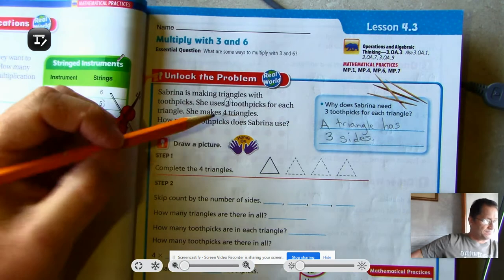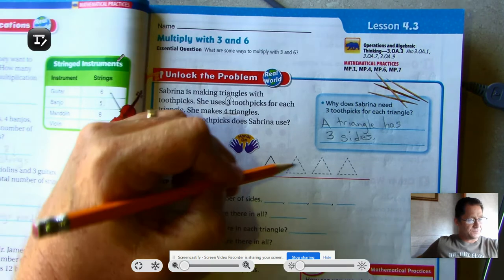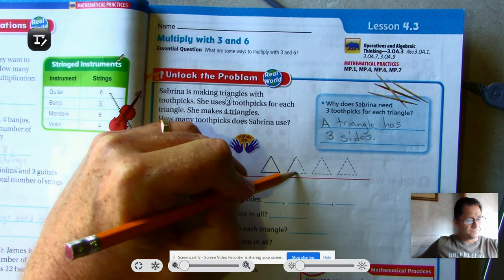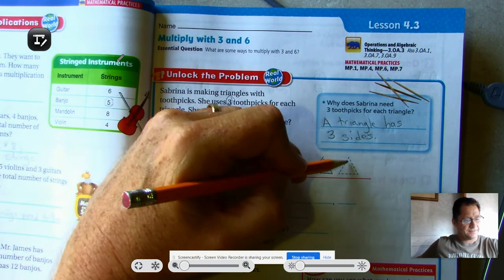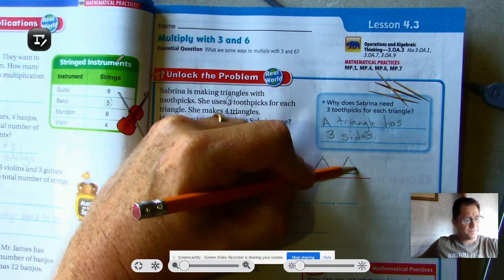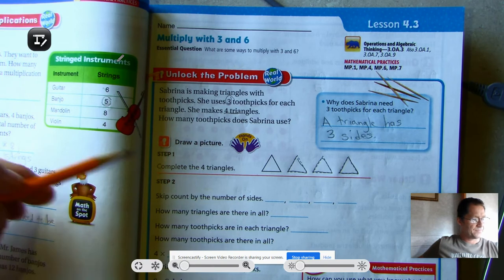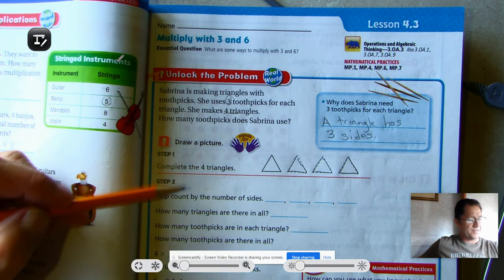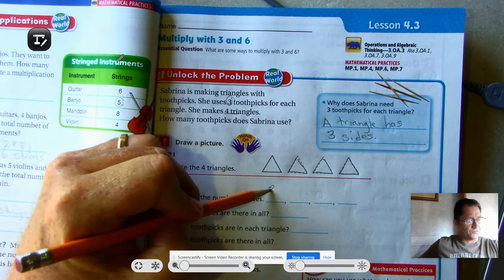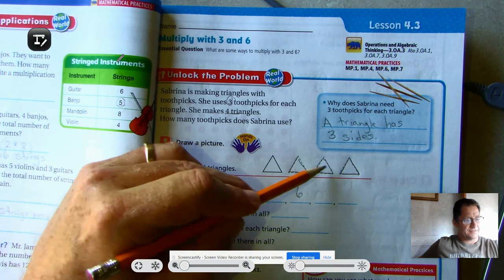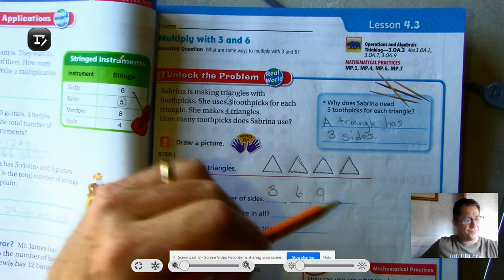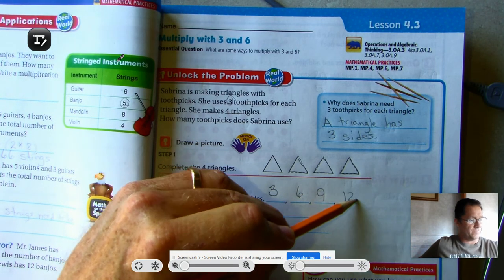So draw a picture. Complete the 4 triangles. So we can just trace these. They represent the 4 triangles she made. And we can skip count by the number of sides. So 3 more is 6, 3 more is 9, and 3 more is 12.